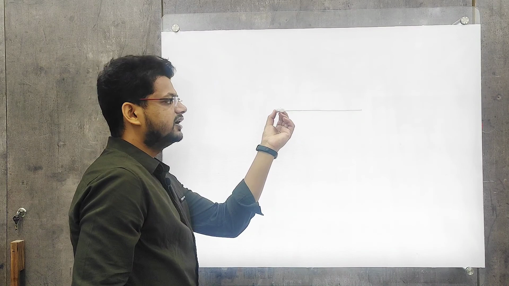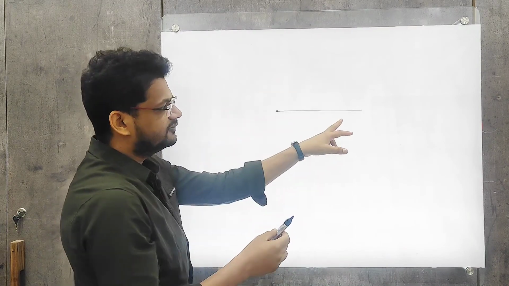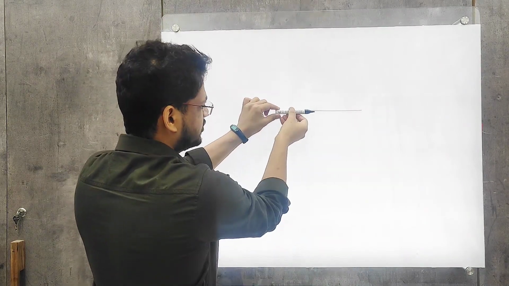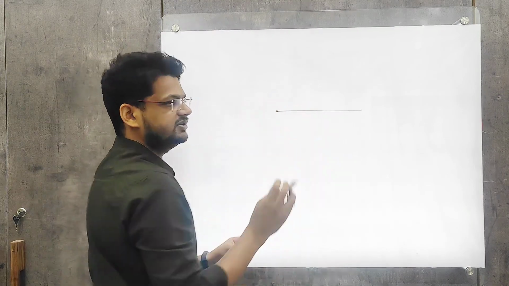It is perpendicular to the plane of this board. And what is the plane of the rotation of the rod? This is the board plane, and the rod is rotating like this. I hope the rotation is clear to you.